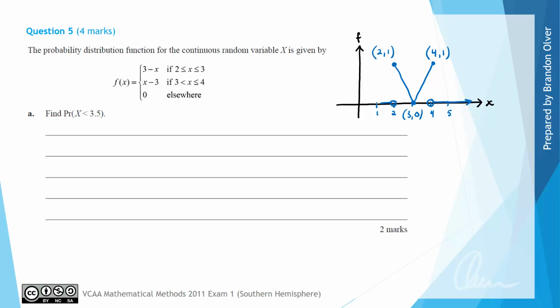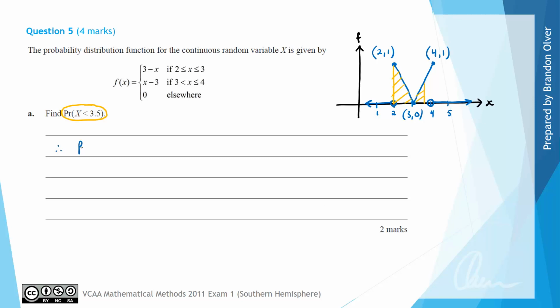So the probability that x is less than 3.5 is the area under the curve between 2 and 3.5, which is there. So it's all of this area just here that we need to find.